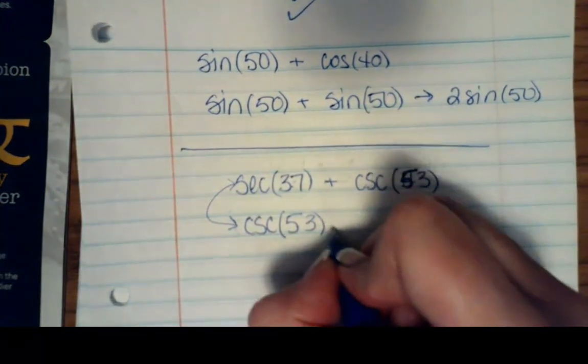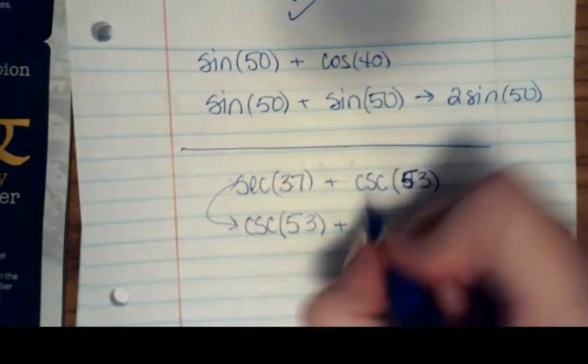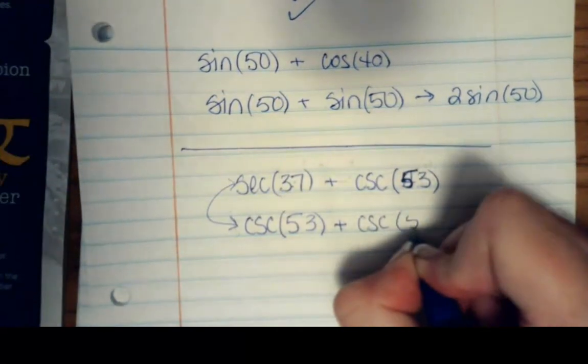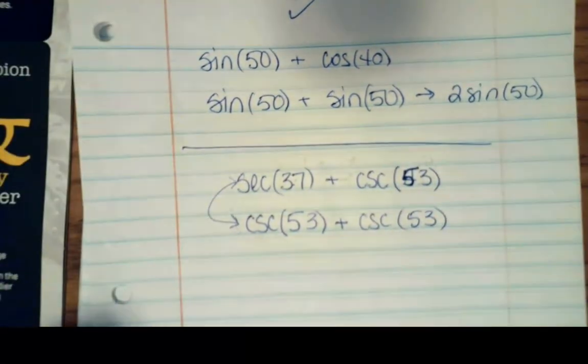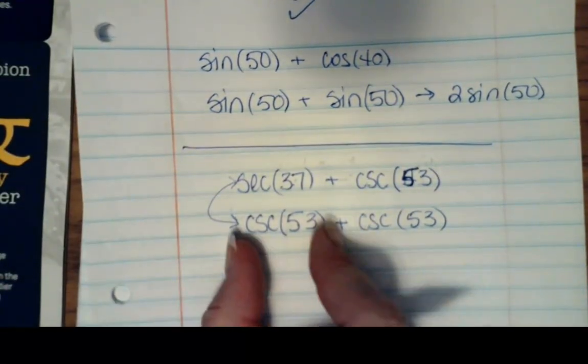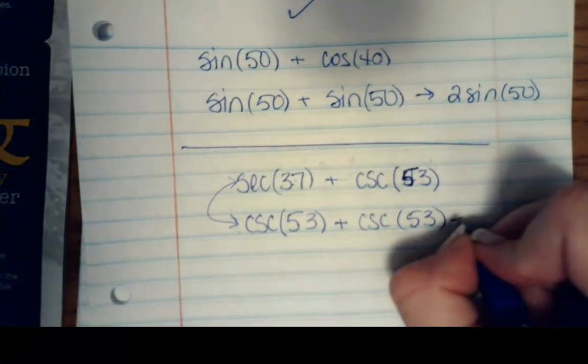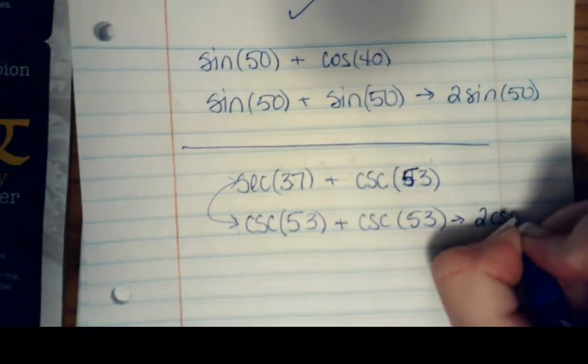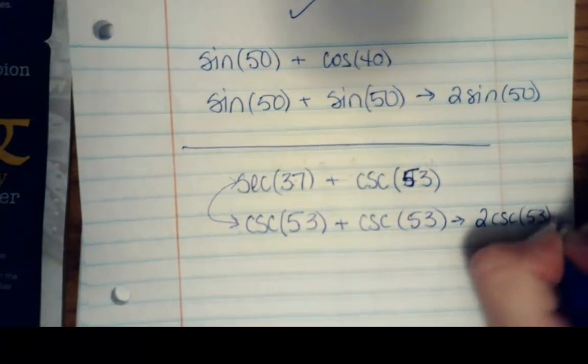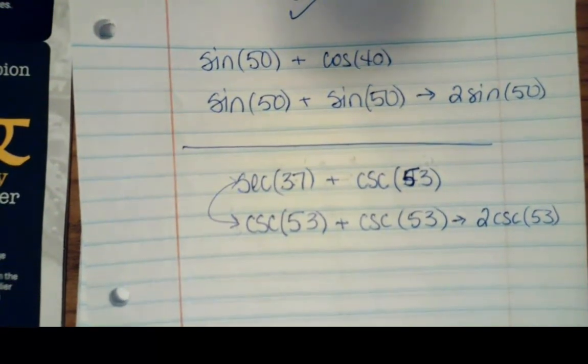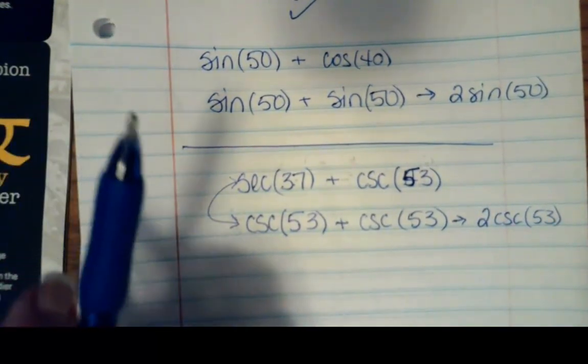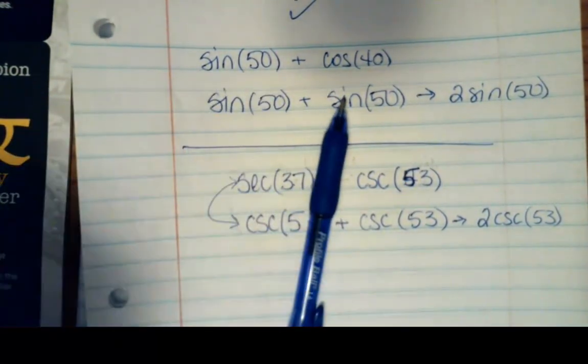And so now what happens is instead of using 2 different trig functions, I've got the same trig function. And that just makes life easier. And now again, I've got one of these and one of these, which means I must have 2 of those. So I have 2 cosecants of 53. Okay, so I'm going to pause this video, not pause, but stop this video. And then we're going to pick up with a part 2.